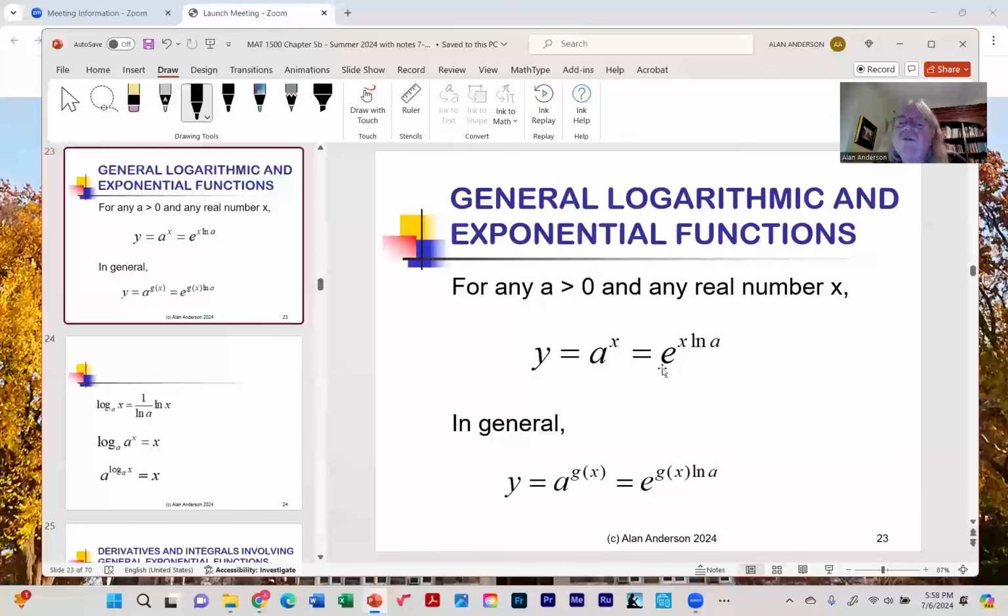This is equivalent to e to the x log a. Okay, now log a is simply a constant. So by writing it like this, you'll find that we can apply the rules that we've just been learning. And of course, if x is instead a function of x, then we end up with this result. Okay, e to the g of x times log a. By the way, a has to be positive for this to work.